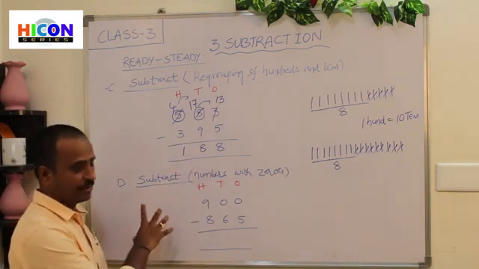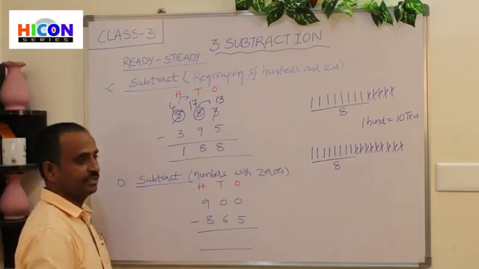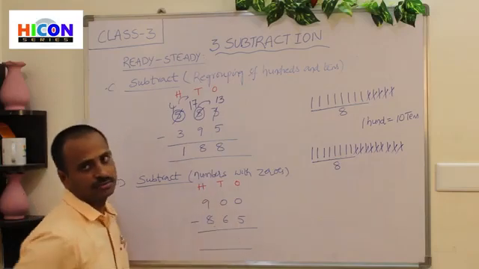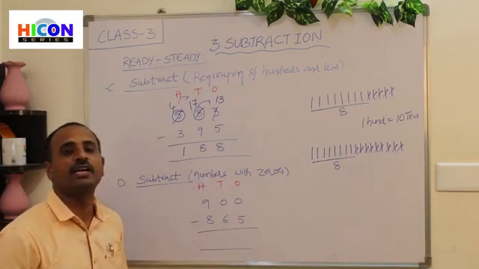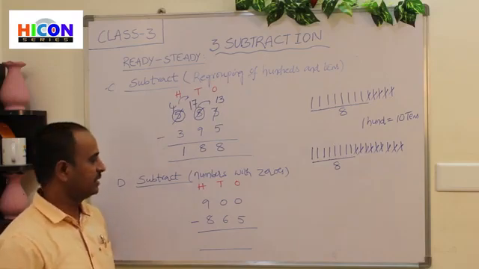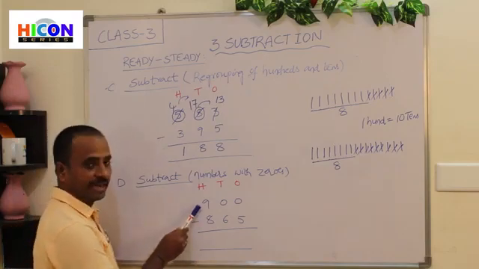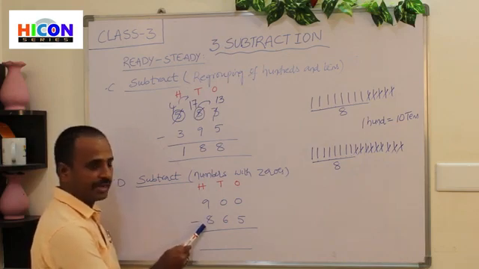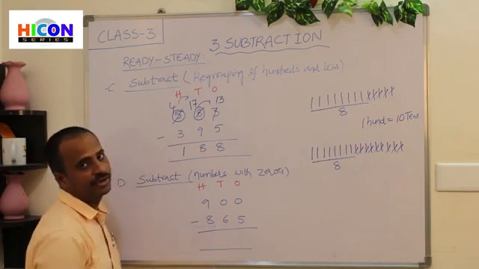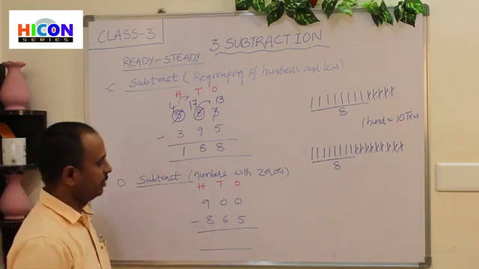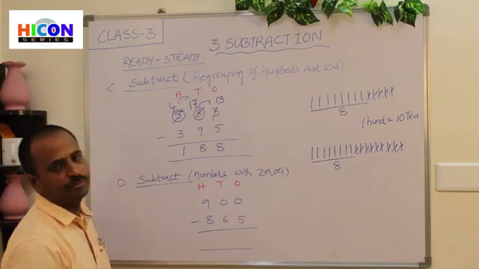Next, see the fourth type of subtraction, that is subtraction of numbers with zeros. So how can we subtract if the number has zeros? See the example: the first number is 900 and the second number is 865. Now we have to subtract these two numbers.